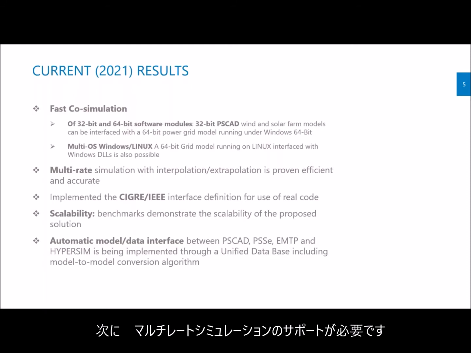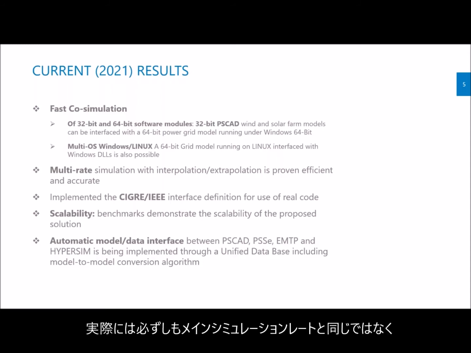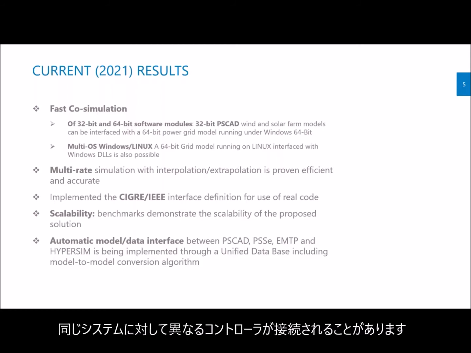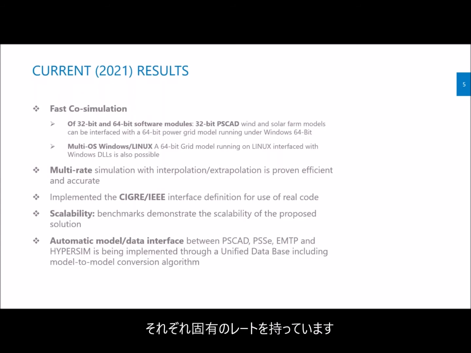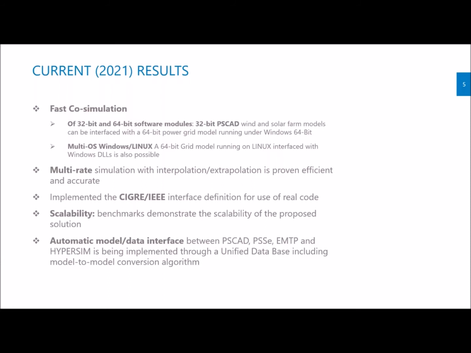Then we also need to support multi-rate simulation. It means we have to do interpolation and extrapolation, because the rate used by the controller designed by the OEM may not be the same. In fact, they are never the same rate as the main simulation, and different controllers can be linked to the same system, so they all have their own rate. So we need to be able to interface all this control and protection with their own rate, just like we have in the real power system.